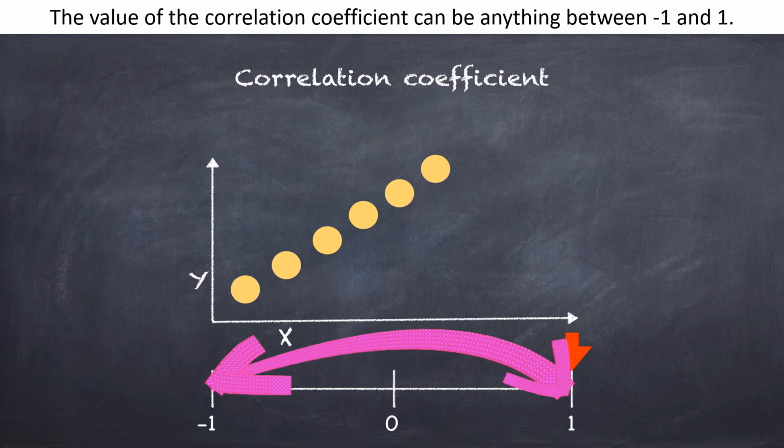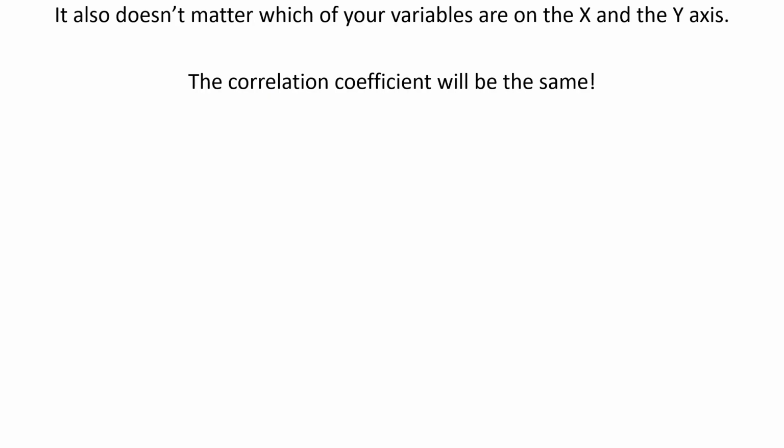And just remember that the value of the correlation coefficient can be literally anything between -1 and 1. The very last thing that I want you to take note of is that it doesn't matter which of your variables are on the X and which ones are on the Y axis. The correlation coefficient will be the same.